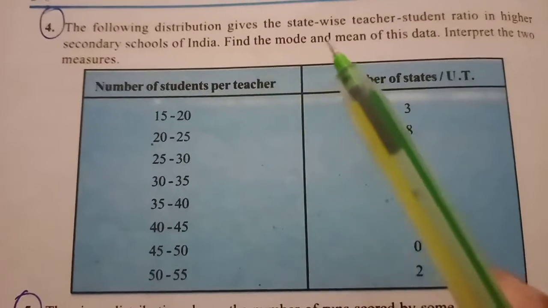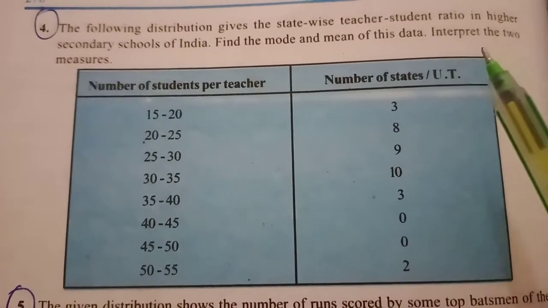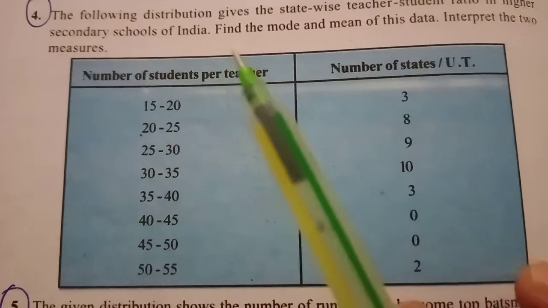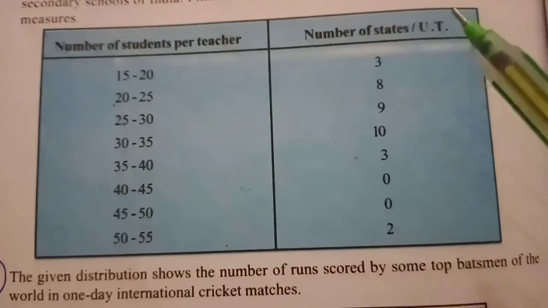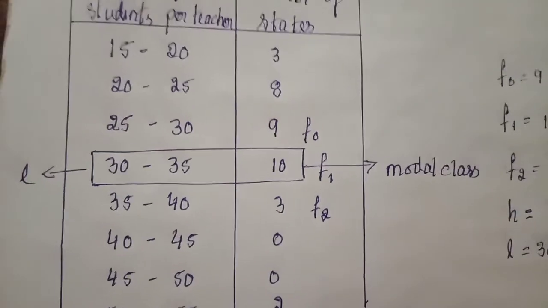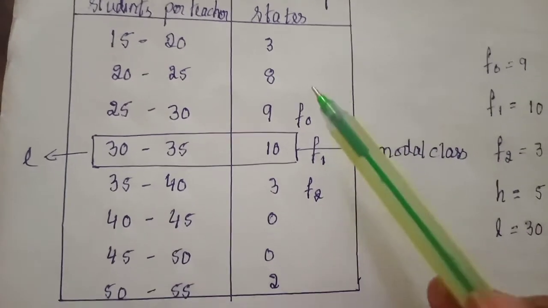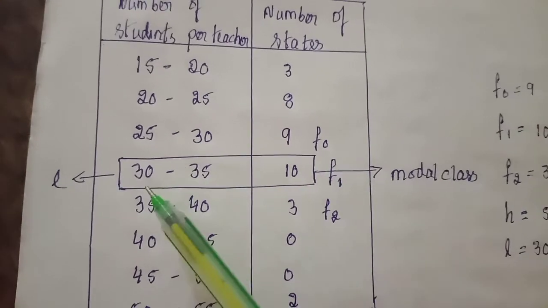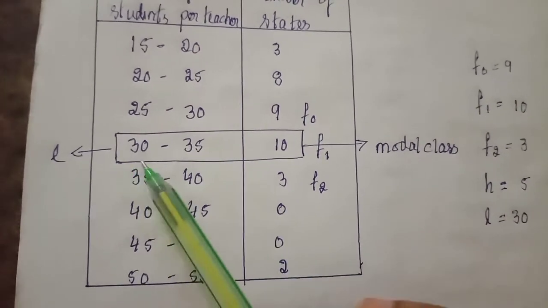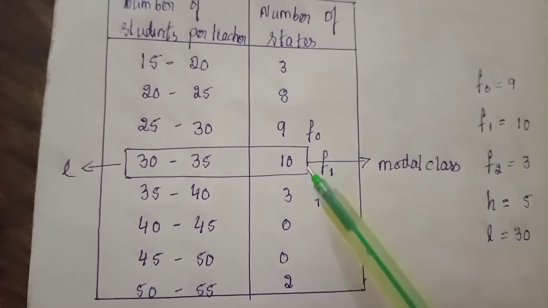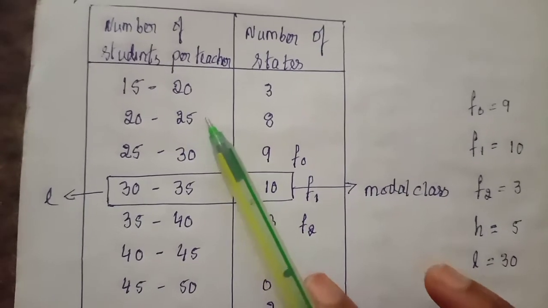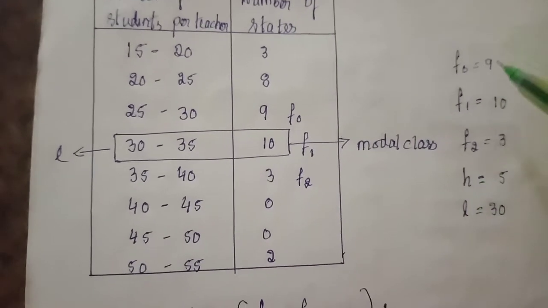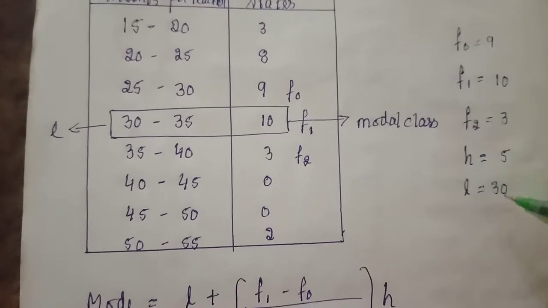Next, the fourth question. Given the following distribution gives the state-wise teacher-student ratio in the secondary schools of India. Find the mode and mean of the data. So given number of students per teacher and number of states. Same as usual, you should first find the modal class. You can see the maximum frequency is 10. So the modal class is 30 to 35. So 30 becomes L, 9 is F0, 10 is F1, 3 is F2, and the class size is 25 minus 20, which is 5. So note F0, F1, F2, H and L.